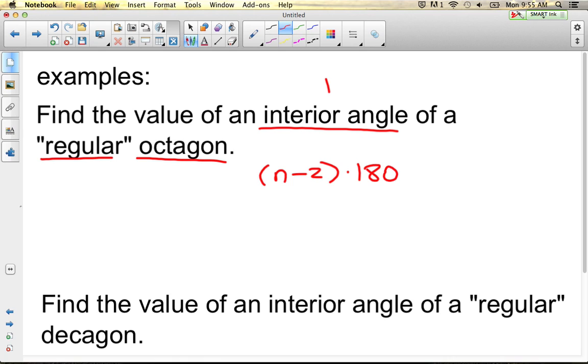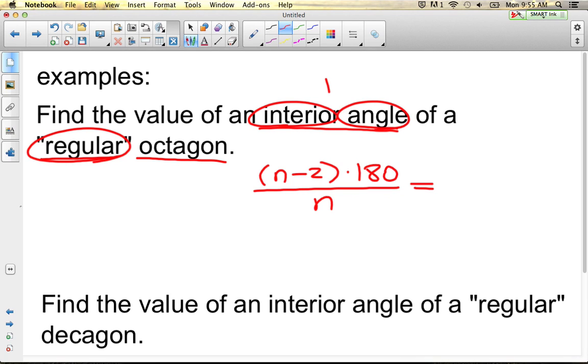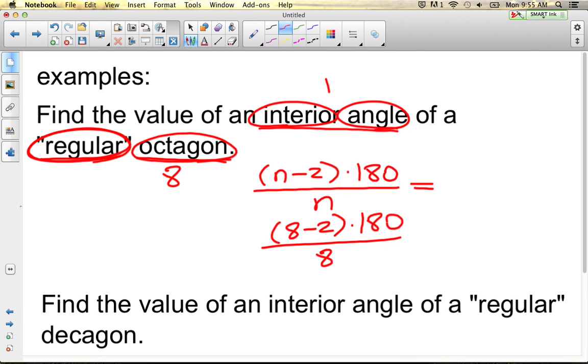And since I see the word regular, I know I can use my n minus 2 times 180 divided by n. Because this formula gives me the value of just one inside angle. And I'm allowed to use this if my polygon is regular. So the only thing you need to ask yourself is, well, what do I substitute for n? Well, how many sides does an octagon have? 8. So it's going to be 8 minus 2 times 180 divided by 8.